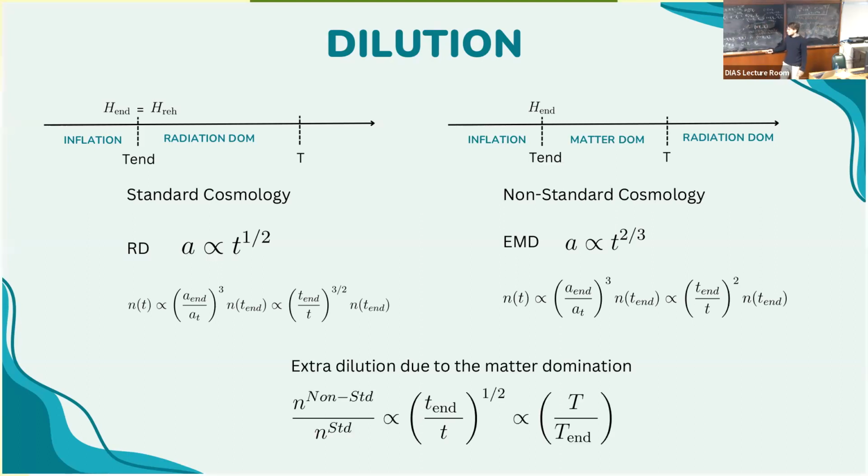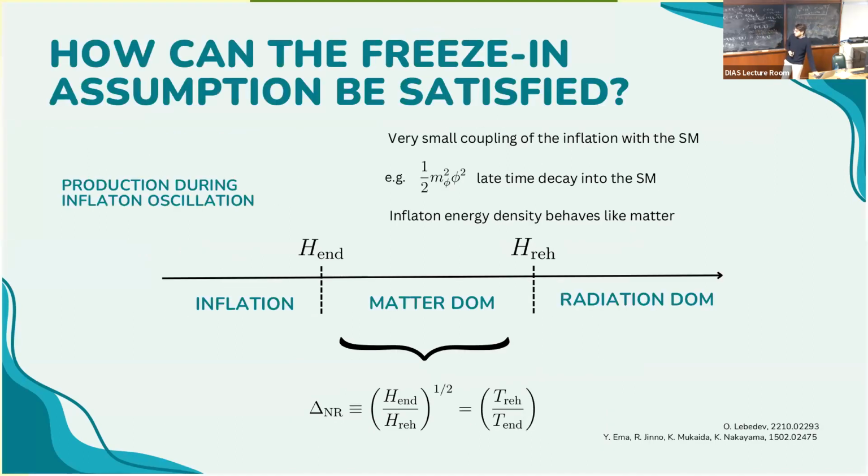If I take the ratio between the n in a non-standard universe and n in the standard universe, then this is suppressed depending on how far I put this late time t, where the matter-dominated period ends. And that's why we get this suppression of the number density, a dilution of the amount of particles that I produce during inflation. So this is the final picture.